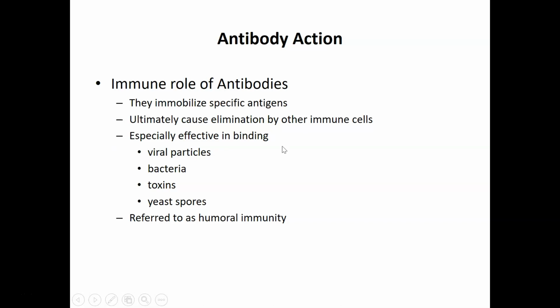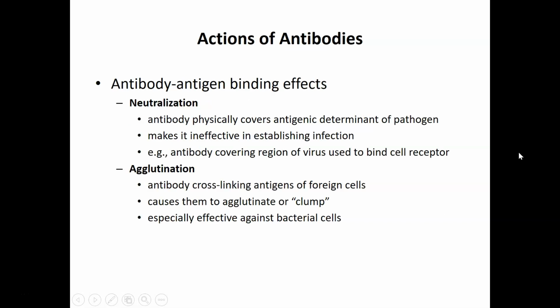Antibodies are very good for binding or tagging these particular types of foreign antigens. Viruses, bacteria, soluble toxins. Sometimes bacterial infections will produce toxins that they secrete, and yeast spores. All right, so let's talk about what antibodies do through binding to foreign antigens at their antigen binding sites, the variable regions at the tips. So one thing they can do is neutralize a foreign antigen. Simply binding to it can neutralize its pathogenic function.